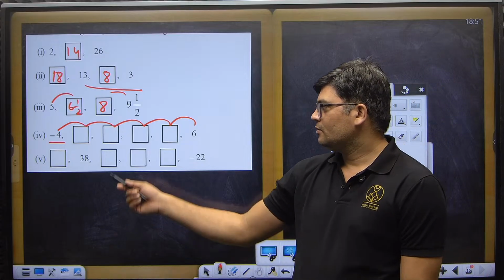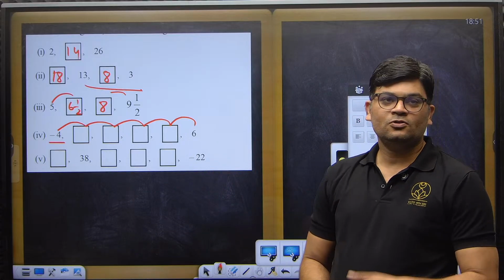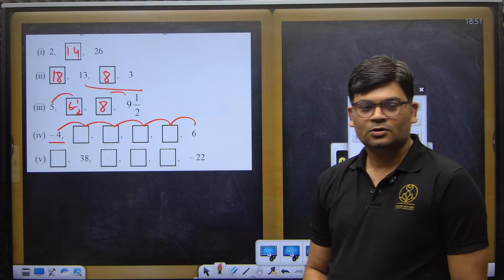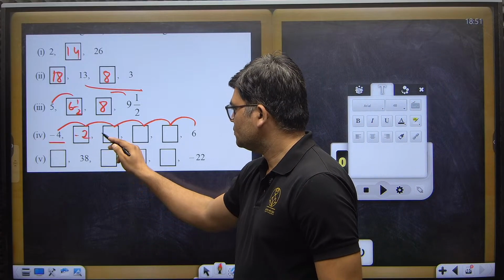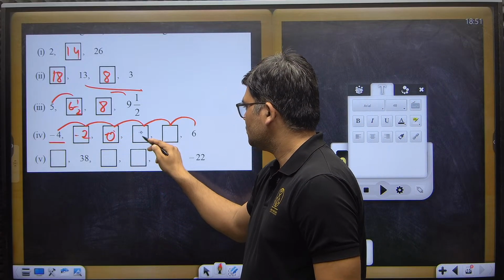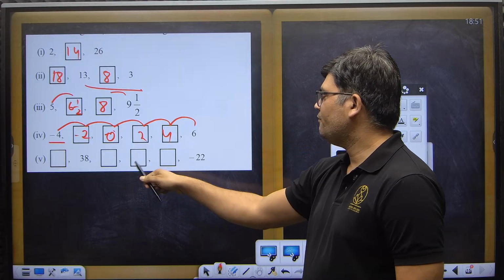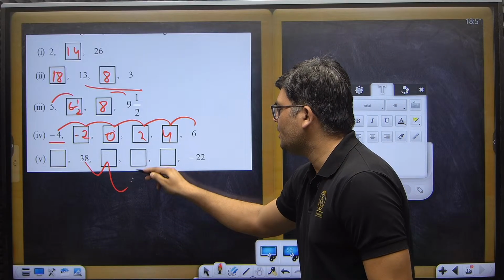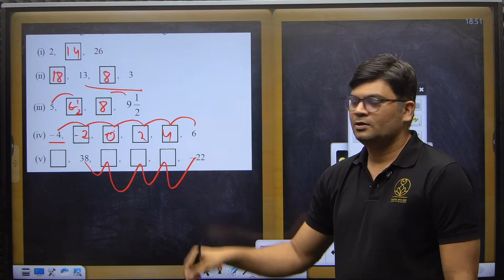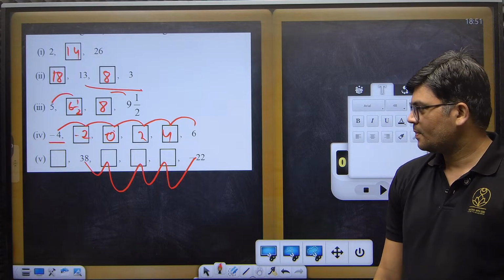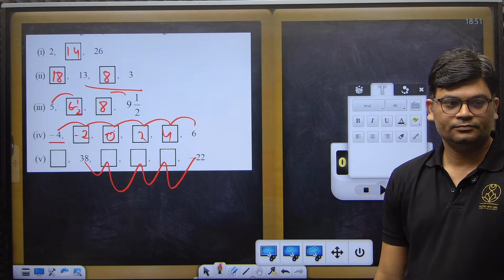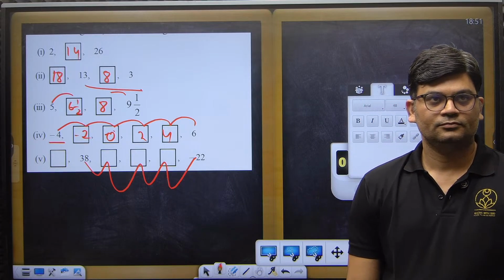Minus 4 plus 6, 10. So what is the one jump? 2. So minus 2, minus 2, 0, 0, 2, 2, 4. Find out the next one. How many jumps? 1, 2, 3, 4. 4 jumps. See what is the difference?